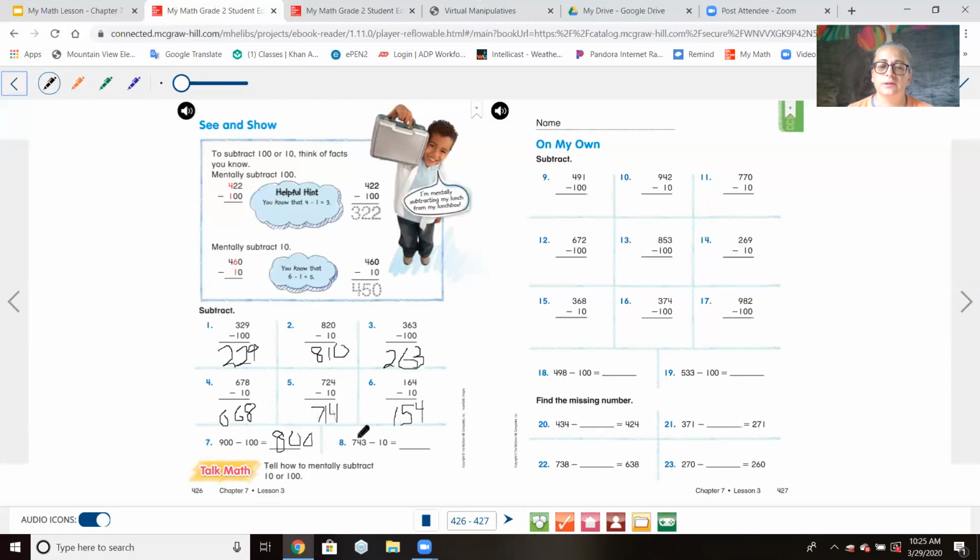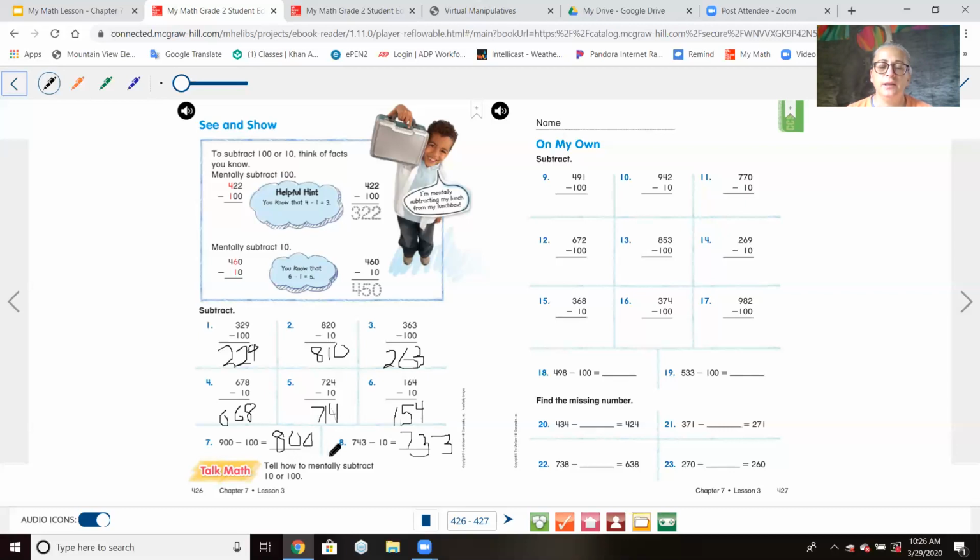Now let's look at this one, 743 minus 10. There's no hundreds change in this one, so we know the hundreds is going to stay the same. But we have 4 and we have 1 in the tens place. So 4 minus 1 is 3, and 3 minus 0 is 3. So here we go. 700 remains the same. 4 minus 1 in the tens place, we came up with 3. And then 3 minus 0 is 3. So 743 minus 10 gave us 733.